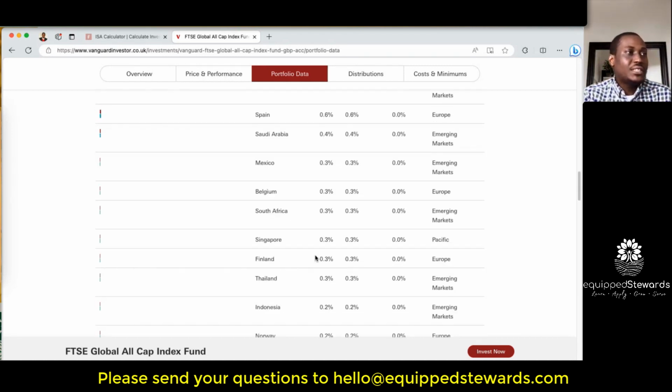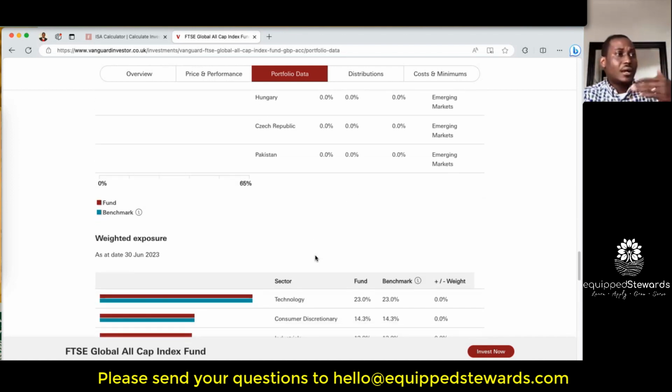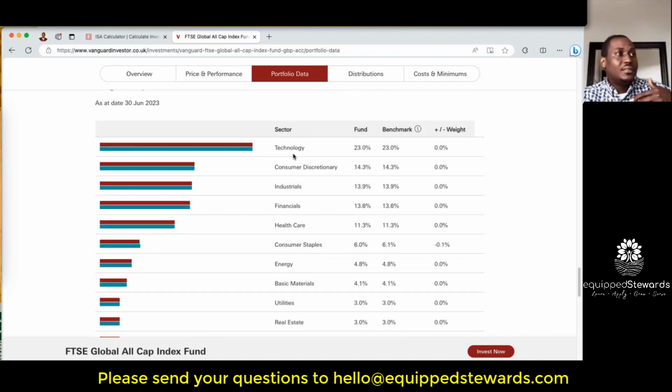So the last thing I will say before closing is you can check this carefully and see the different sectors that they are invested in, mainly in technology, and technology at the moment accounts for about 23% of the global stock market.